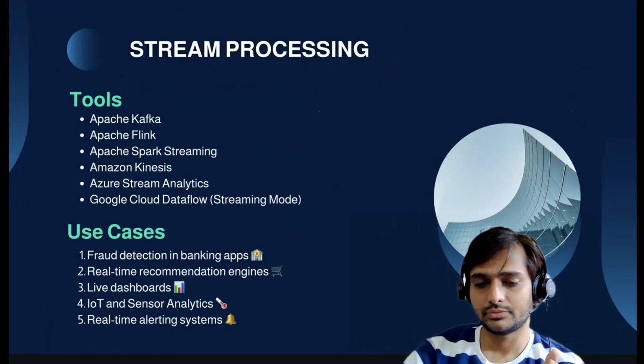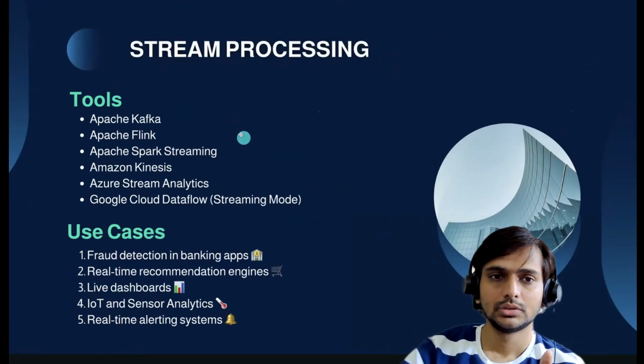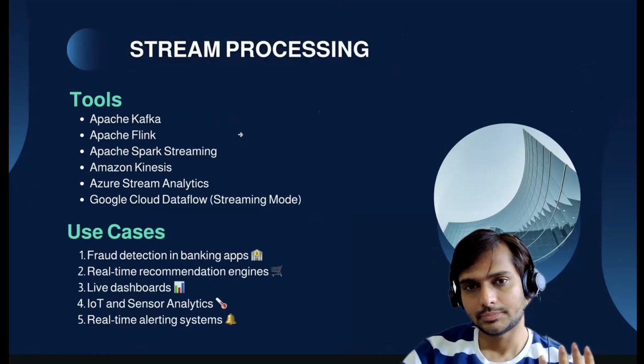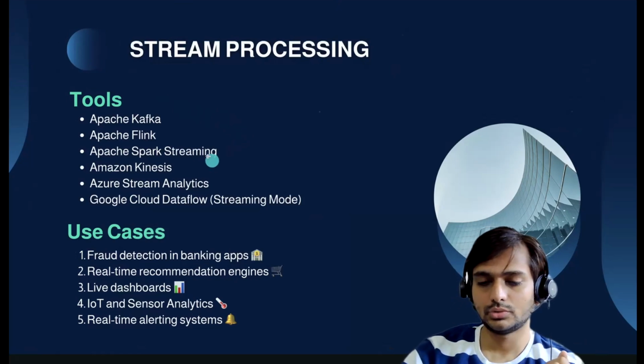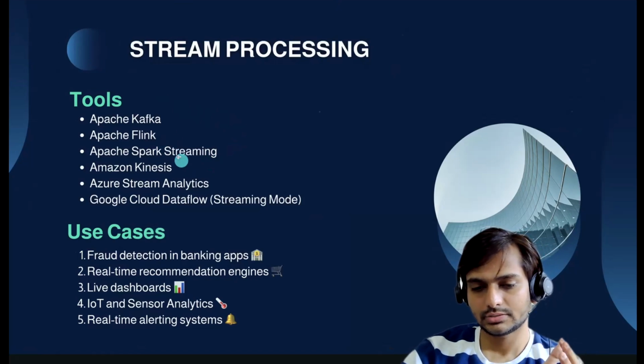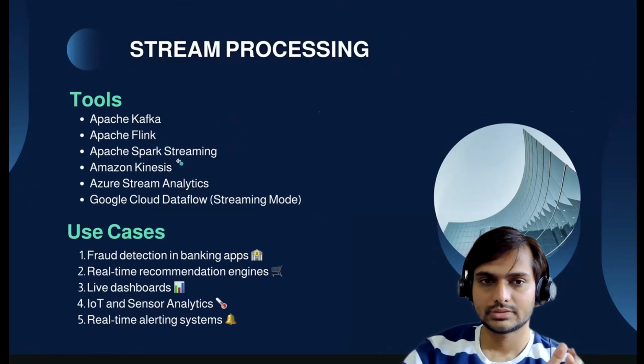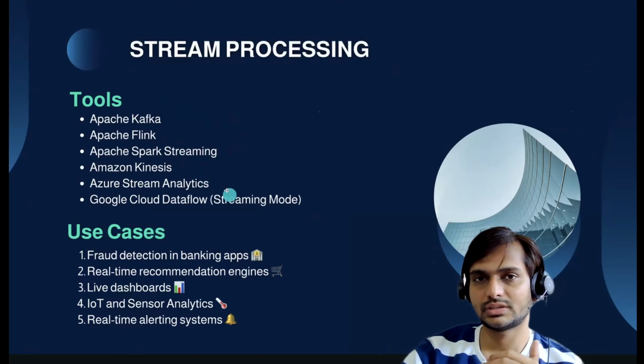After that, we have Apache Spark Streaming, which blends both batch and stream processing. That's also a good case where you want to merge batch data with stream data. And we have Apache Flink, a powerful stream processing engine designed for real-time analytics. You have Amazon Kinesis, Azure Stream Analytics, Google Cloud Dataflow. These are cloud vendor-specific tools that you can use for stream processing.